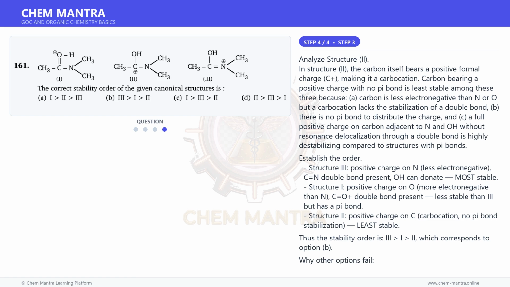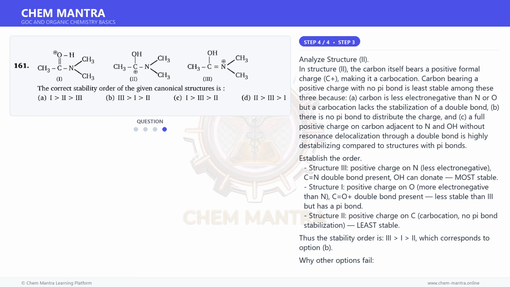Establish the order. Structure 3: positive charge on N, less electronegative, C=N double bond present, O can donate, most stable. Structure I: positive charge on O, more electronegative than N, C=O+ double bond present, less stable than 3 but has a pi bond. Structure 2: positive charge on C, carbocation, no pi bond stabilization, least stable. Thus the stability order is 3 > I > 2, which corresponds to option B.